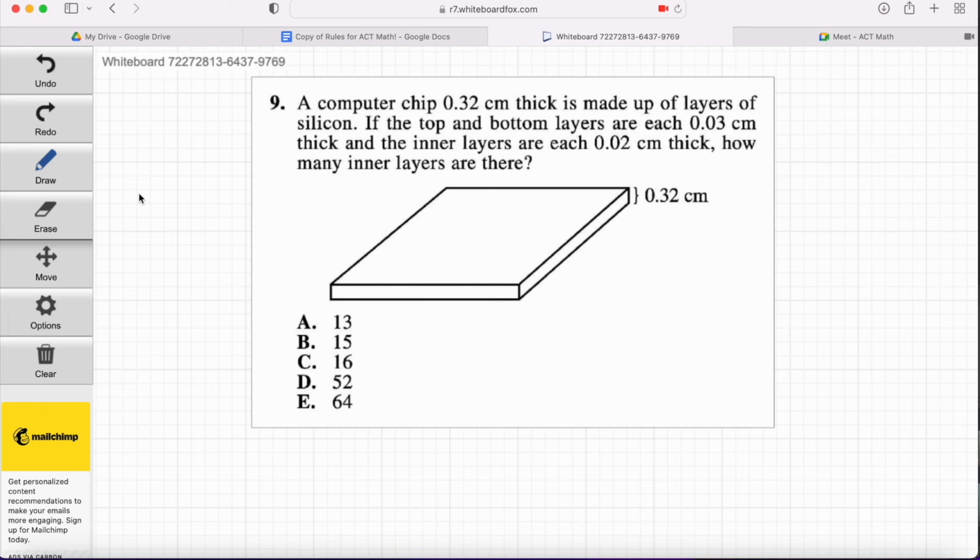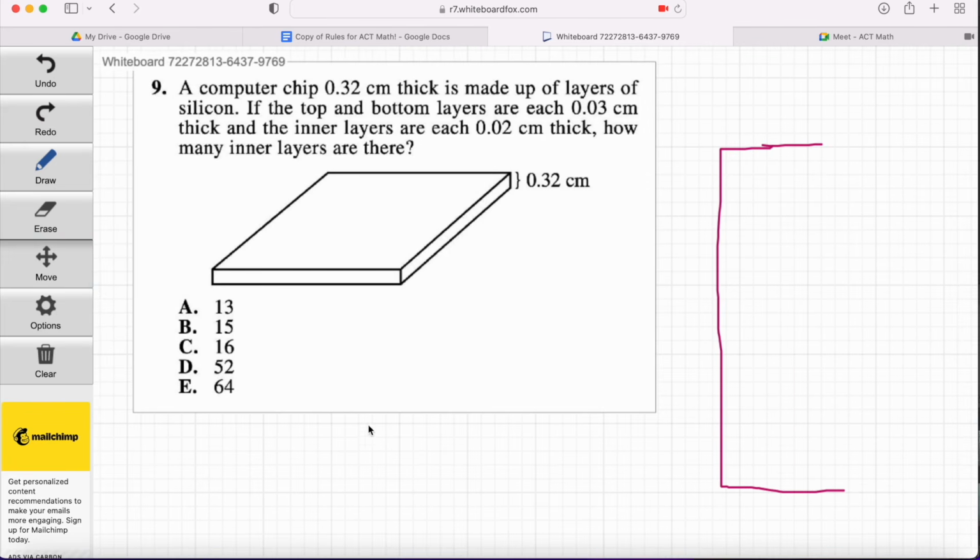Let's start conceptualizing this the right way first. I want to draw a picture. You might be like, there's already a picture there. But I want to zoom in a little bit at the thickness of this computer chip. So I'm going to draw a cross section of the computer chip right over here.